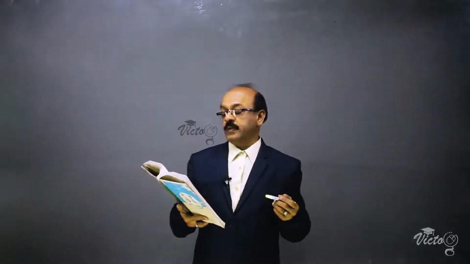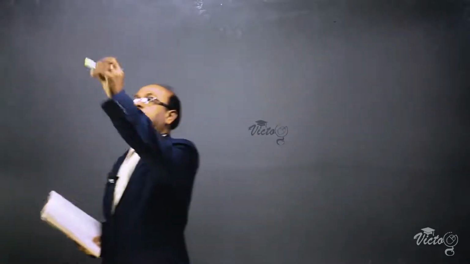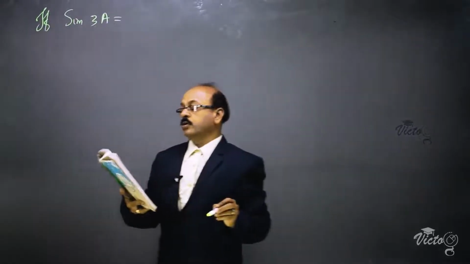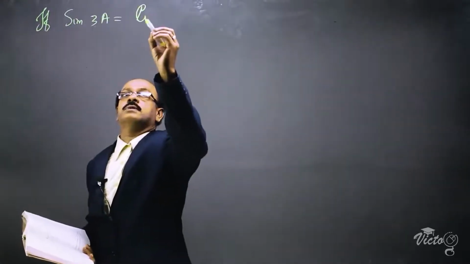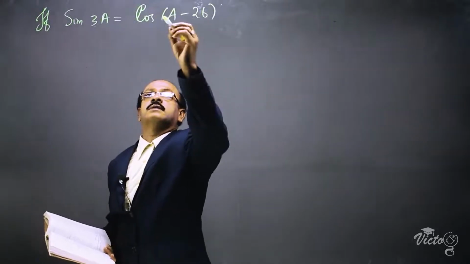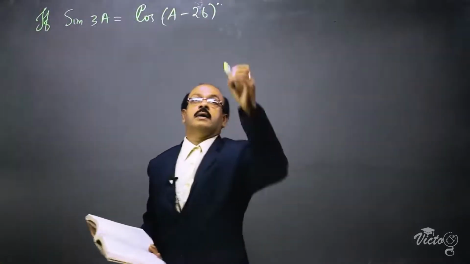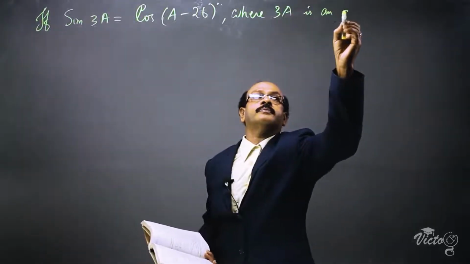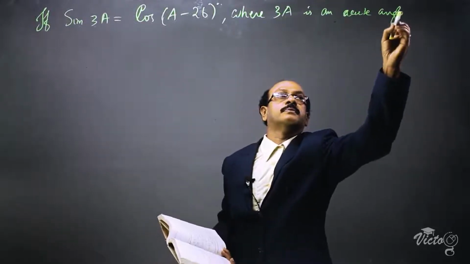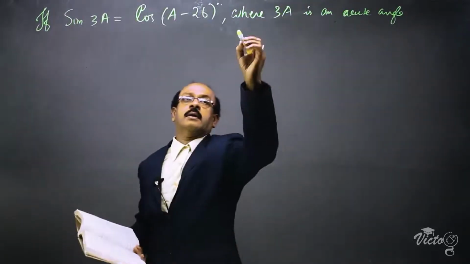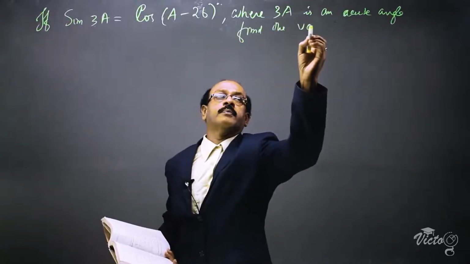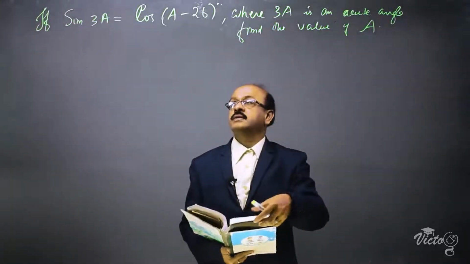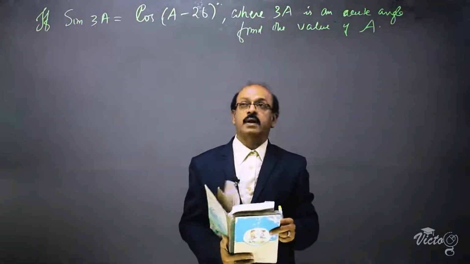The question here is, if sin 3A is equal to cos A minus 26 degree, where 3A is an acute angle, find the value of A. Find the value of angle A. This is the question. It is given that sin 3A is equal to cos A minus 26 degree.